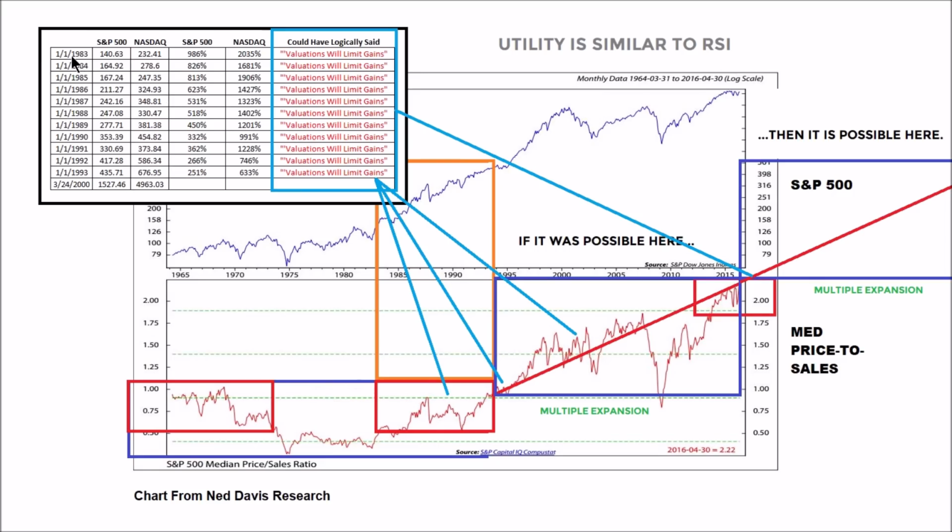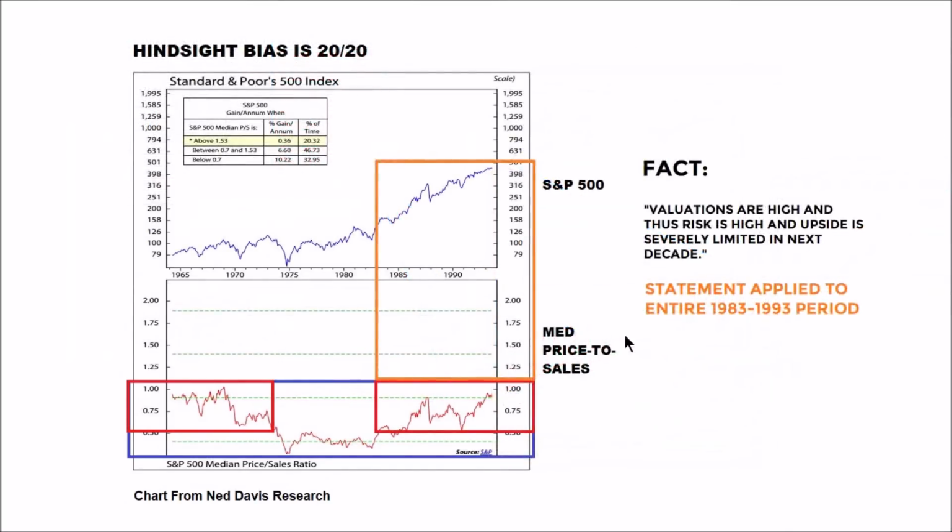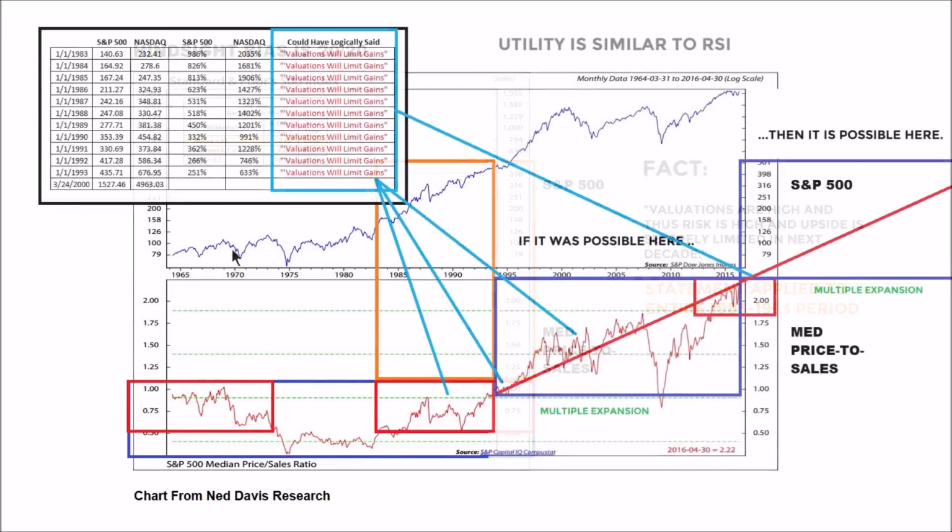If we bought on January 1st, 1983, we would have made 986% in the S&P 500 and over 2,000% in the NASDAQ from a period where we logically could have said valuations are extended and they're going to limit gains. These are astronomical gains here. During this entire period, valuations would have been waving yellow or major red flags.